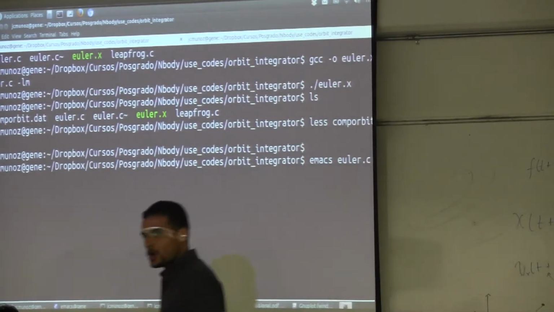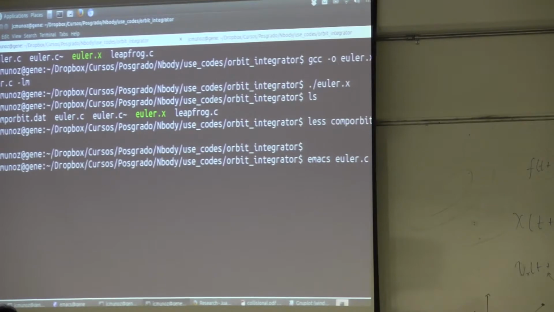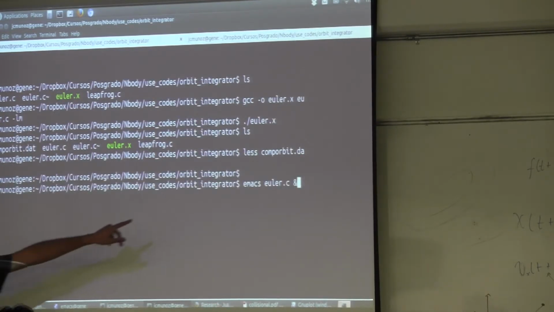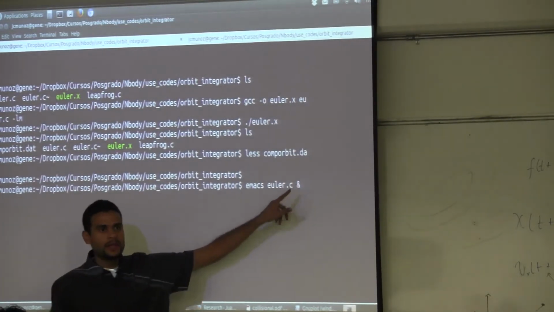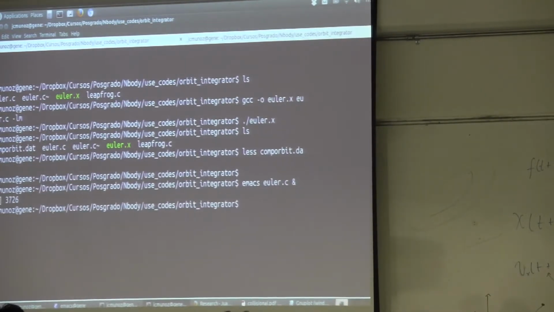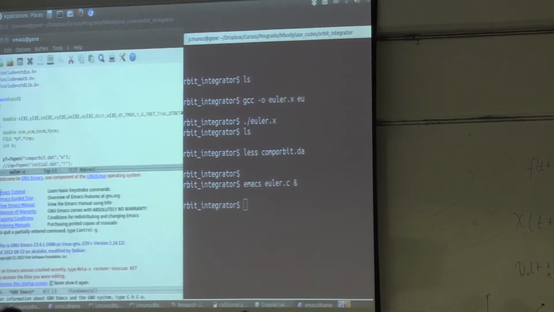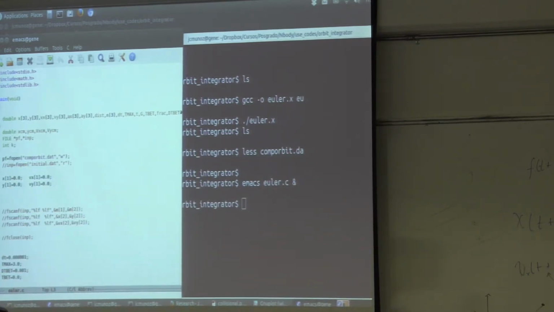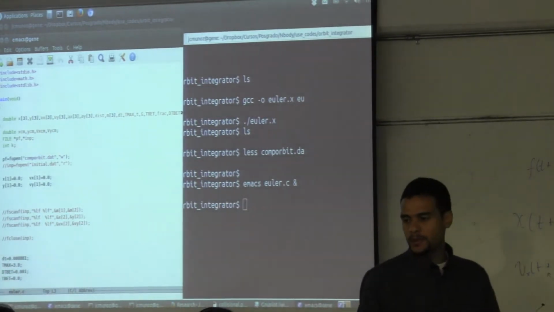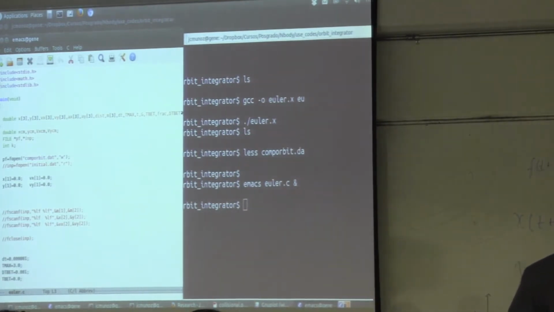So, if you do so, please, let's do it this way. And at the end, please add an ampersand in order to free the command line. It doesn't show here because. If you open the file, you will find the program.